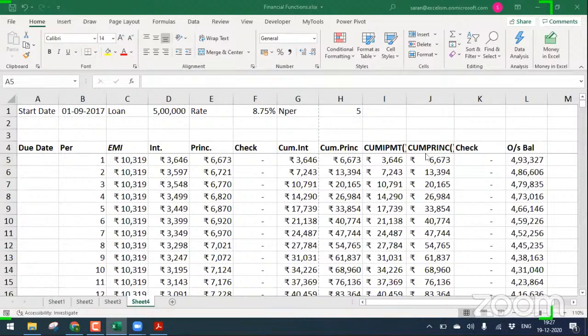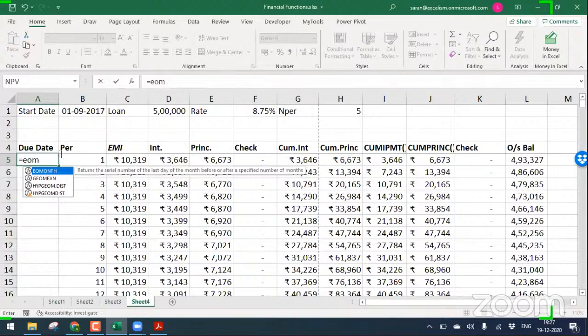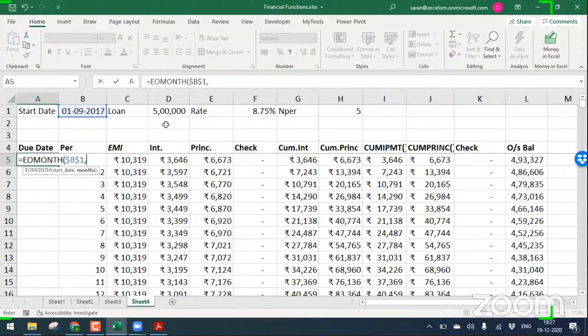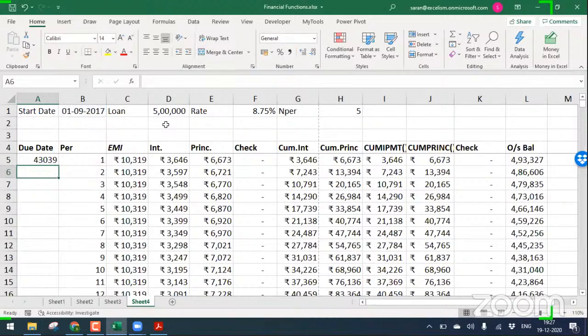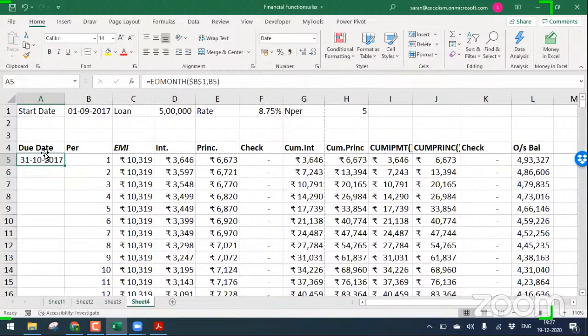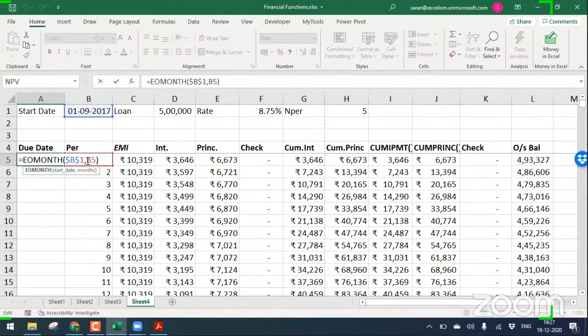Absolutely. There is a function called EOMONTH, equal to EOMONTH. You are wonderful. This is my start date, comma. How many months do you want to add? But unfortunately, if I add this month, that gives me the next month end of the day. But I want this month end of the day.